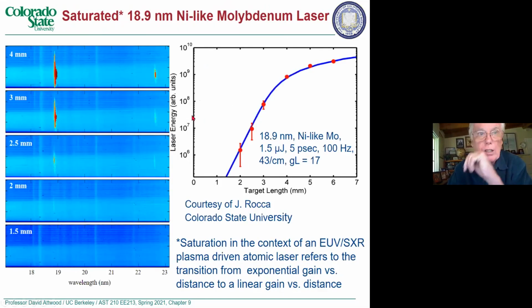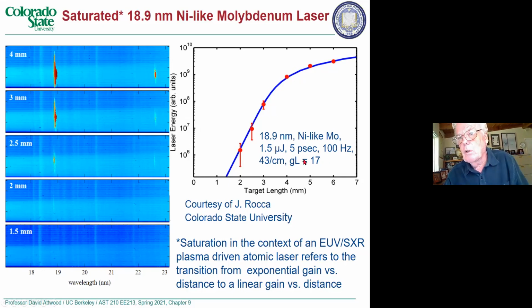So this is showing, for example, a molybdenum laser at 18.9. These are all going to be nickel-like, molybdenum. And this is showing how as the target length increases, the laser output increases. Eventually, when they get up into saturation, it's exponential here, and then it levels off to a linear increase with more length. This is showing the 18.9 nanometer lasing. You can see some of the parameters here. Each pulse has about a microjoule, a duration of 5 picoseconds, and it's a 100 hertz rep rate.